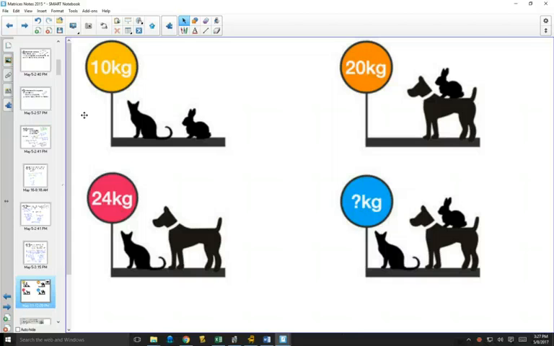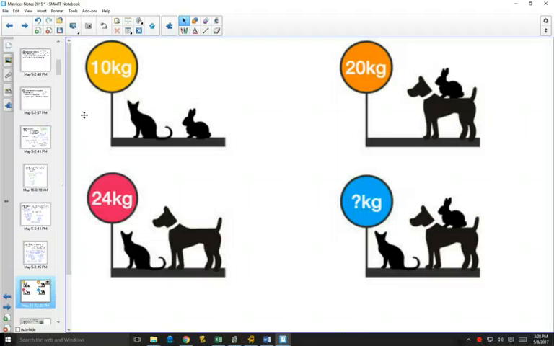So for the weight question that I put up at the end, you might have noticed you could set up a system of 3 equations for this. Cat plus bunny is 10. Dog plus bunny is 20. Cat and dog is 24. And solve for each of them.